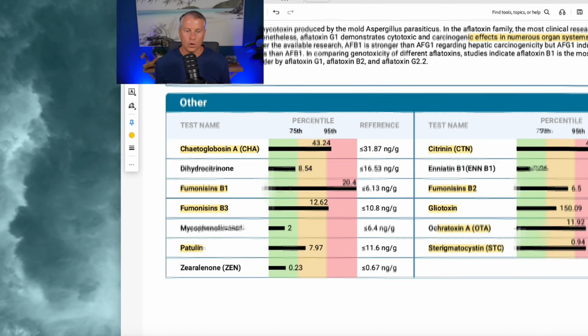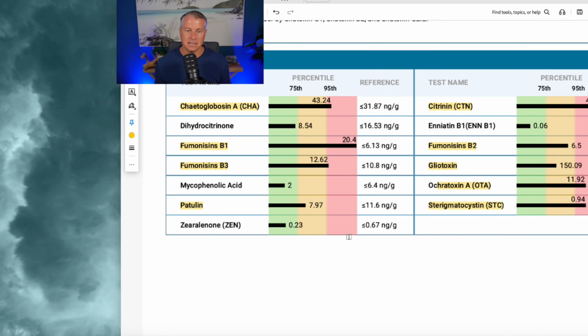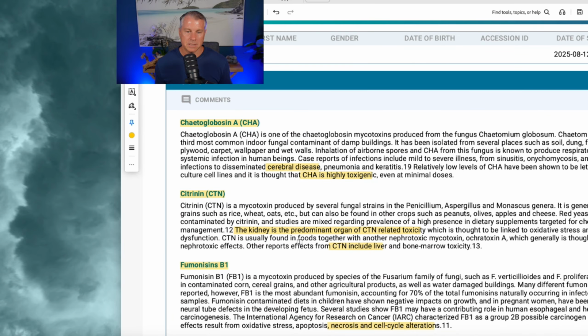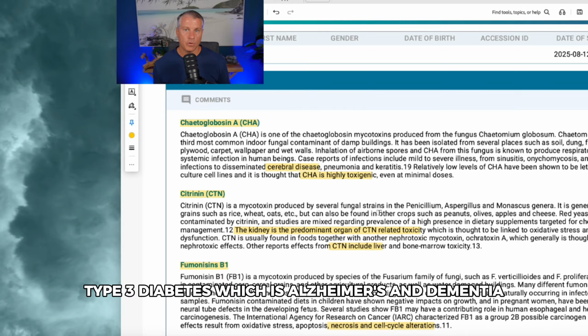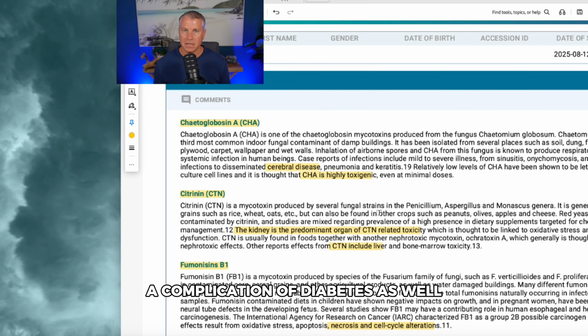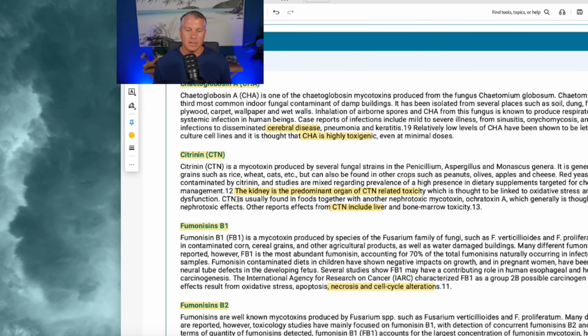We can see there are multiple others here. Look at all these toxins. Look at these levels here. This is not uncommon to see, by the way, with individuals who are dealing with type 2 diabetes. So let's go through some of this. CHA is highly toxigenic, so toxigenic it can cause cerebral disease. Well, that's another term for type 3 diabetes, which is Alzheimer's and dementia, a complication of diabetes as well. Individuals who have type 2 diabetes are already at risk of developing these types of things. Citrinin, the predominant organ of toxicity, is the kidney.